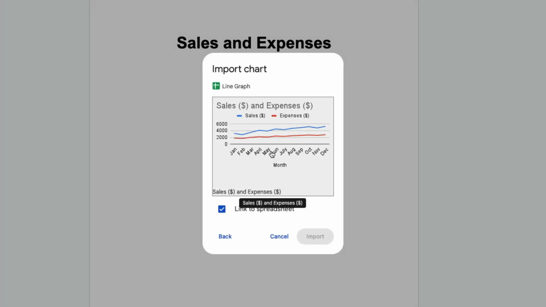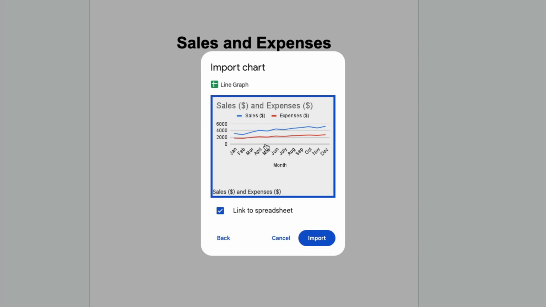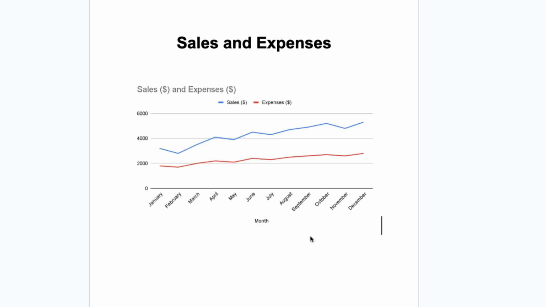And then this box will come up because if you have more than one chart in your document, it's going to ask you which one you want to use. And so you need to select the chart that you want to use. And then here you can choose to link it to the spreadsheet. So if something changes in the spreadsheet, thus changing the graph, that will be reflected in the Google Doc. So I'm going to keep that checked, then select Import. And now that chart is in Google Docs.